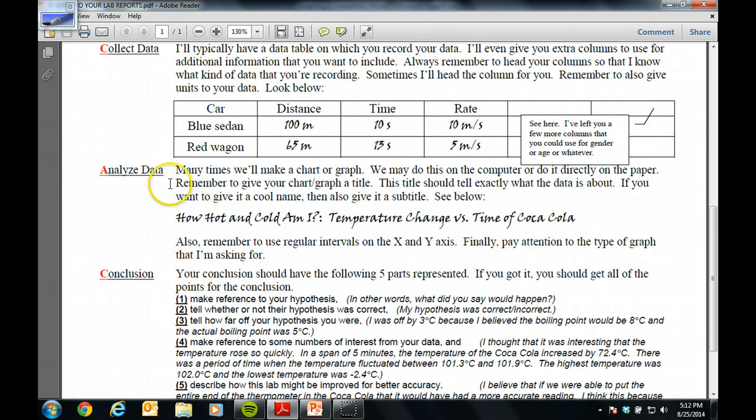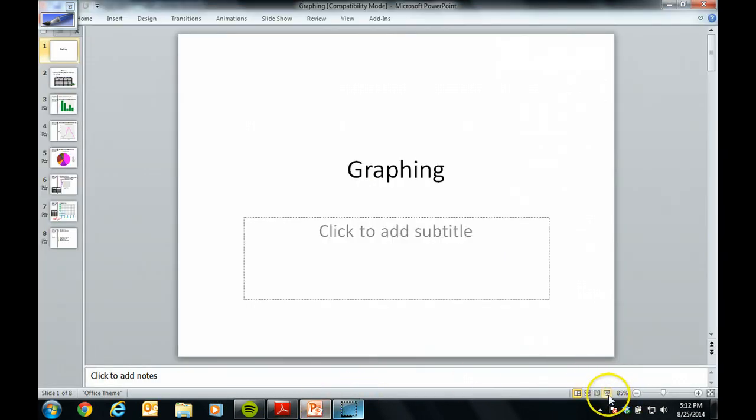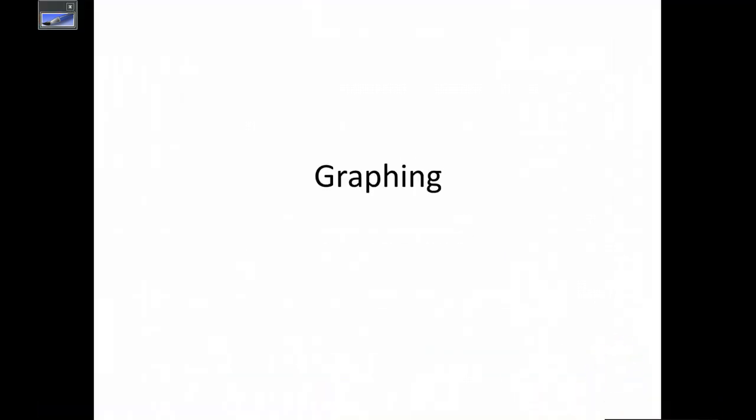So we are going to talk about analyzing data. That's the main part of today's notes. We'll usually make a chart or a graph. We may do it in a computer lab and actually use a computer program like Microsoft Excel, but there are some rules about making a graph, which is conveniently why I have this PowerPoint. So the main thing we need to talk about analyzing data is making a graph.